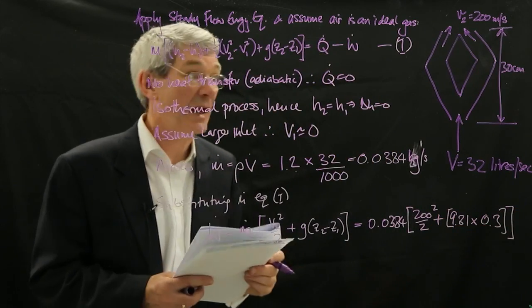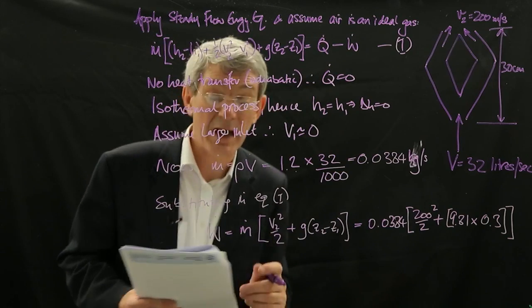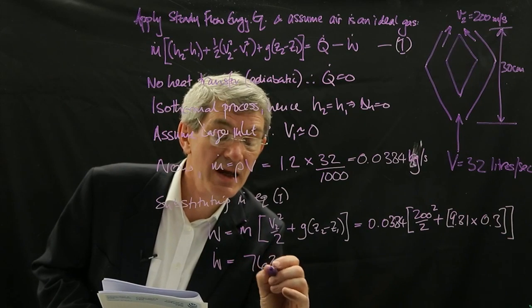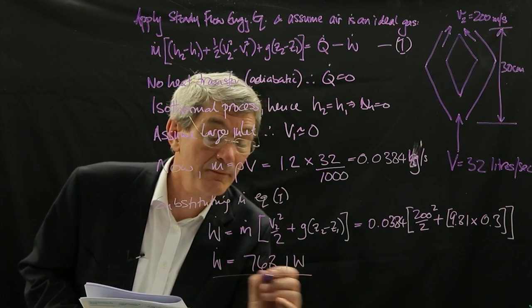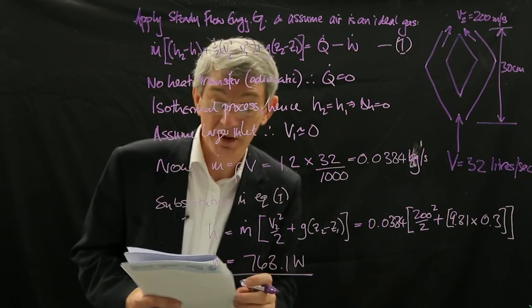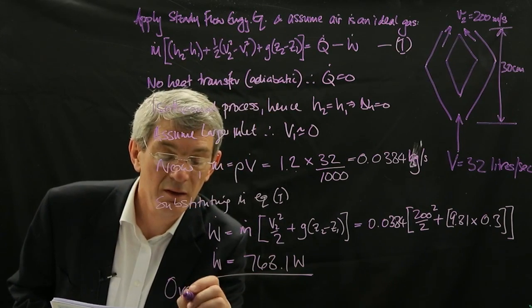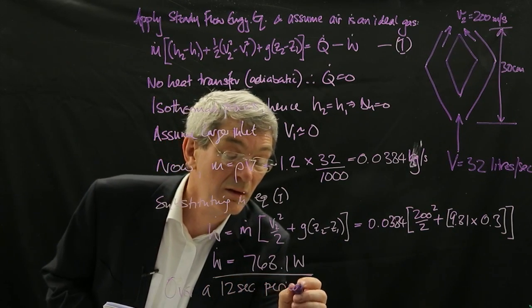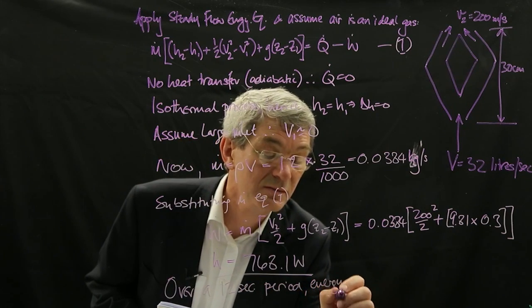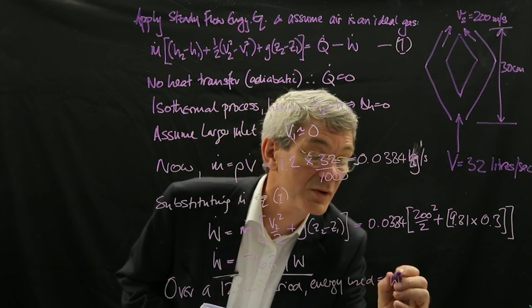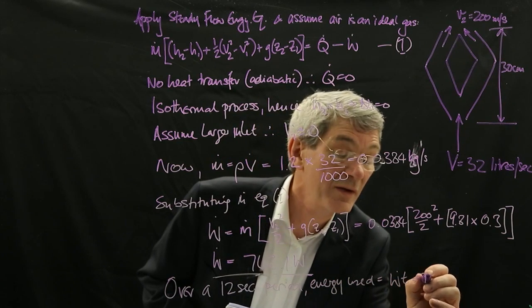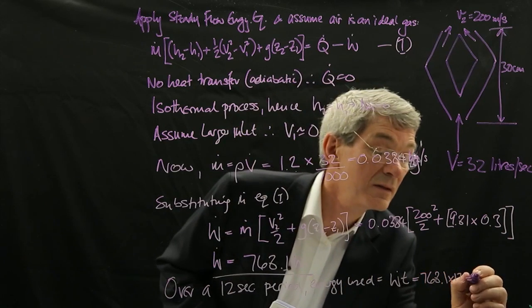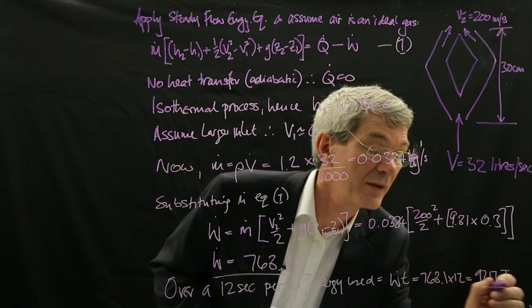And if you get your calculator out and you work that out, you'll find that W dot equals 768.1 watts. So that's the rate of doing work, and so over a 12-second period, the energy used equals W dot times time, and so that's 768.1 times 12, and that's 9217 joules, and that's our final answer.